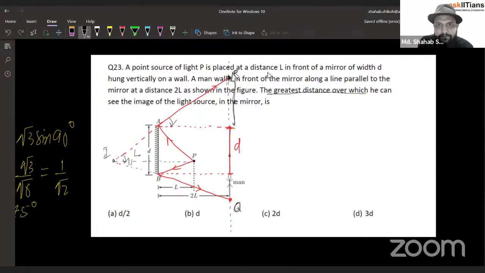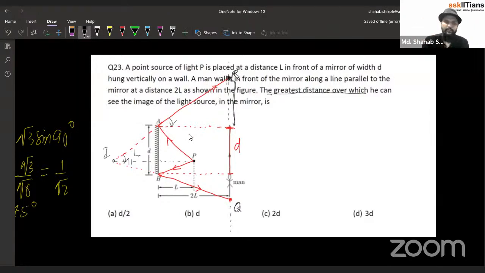A point source P is placed at a distance L in front of a wall with a mirror, and a man is walking along the wall. Find the greatest distance over which the observer can see the image in the mirror. Yes, fine.